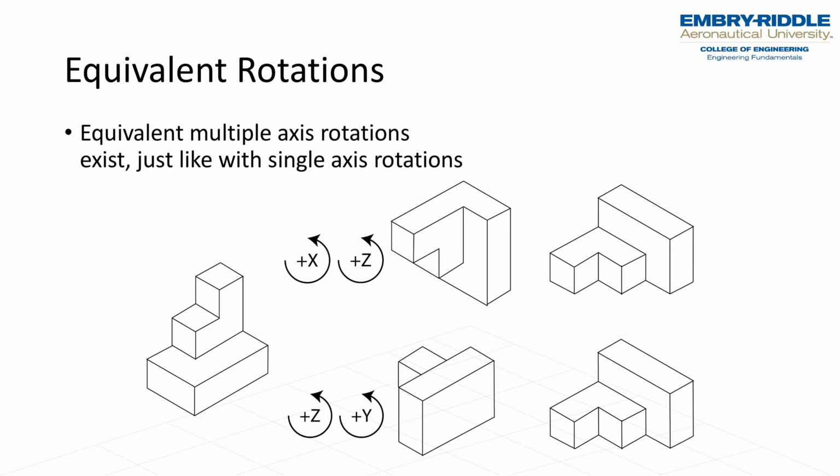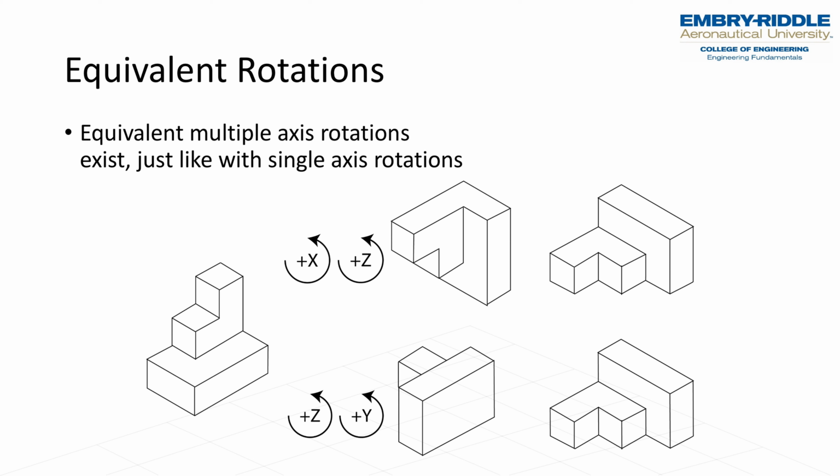Similar to single axis rotations, equivalent rotations also exist when dealing with multiple axes. Now, some of these may not always be immediately obvious, but they can be used to really simplify some very complicated axis rotation sequences. So here's an example.